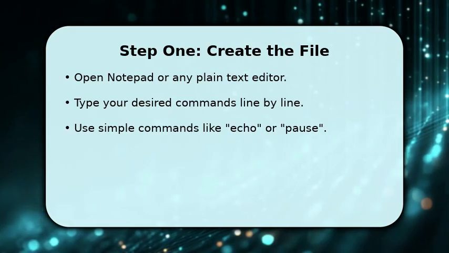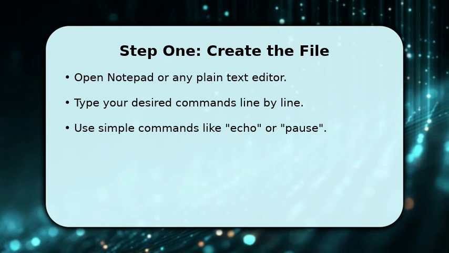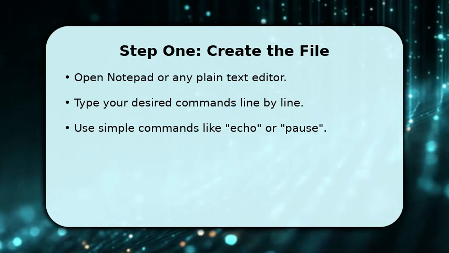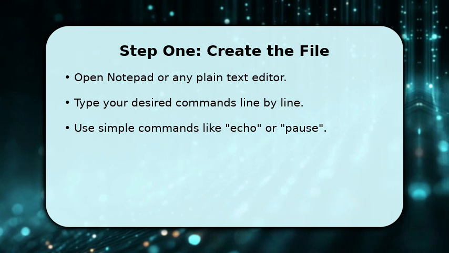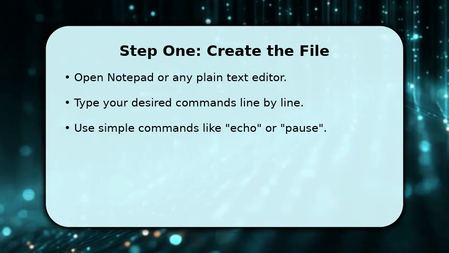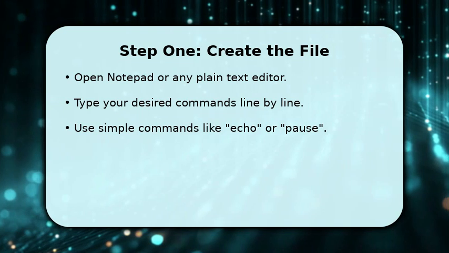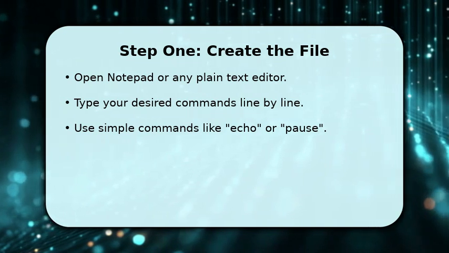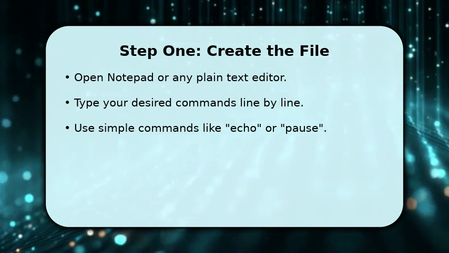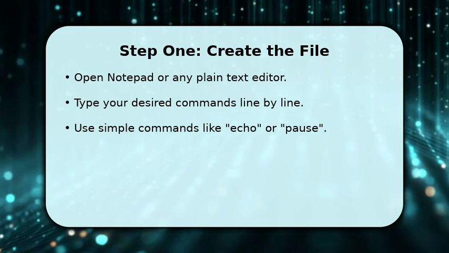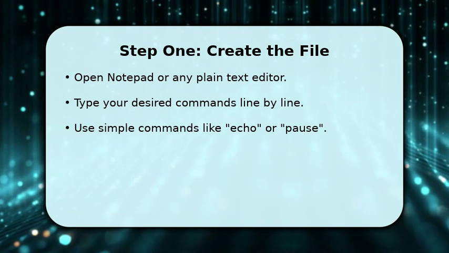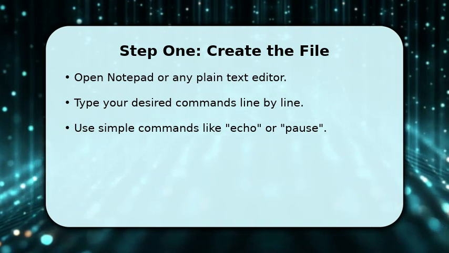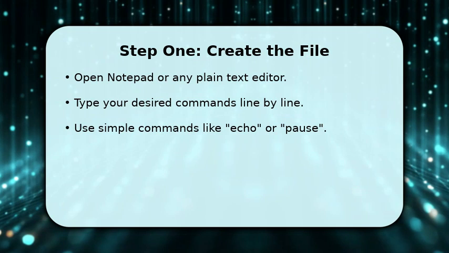Now let's get started with creating your very first BAT file. The process is quite straightforward. Begin by opening a simple text editor, such as Notepad, which comes pre-installed on Windows. Once open, you'll type your commands directly into the editor, placing each command on a new line. For instance, you can use Echo to display text or Pause to keep the window open. Remember, the computer will execute these commands in the exact order you write them.